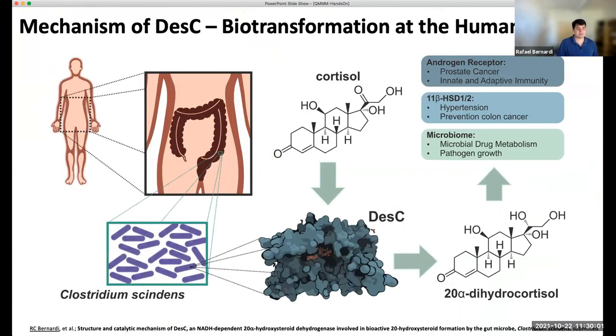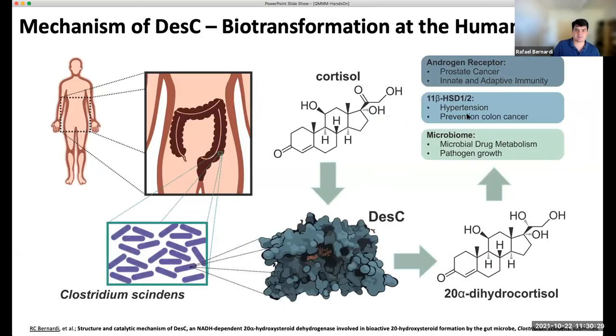We also use the same methodology to study other systems. We use this to study the mechanism of DASC, a biotransformation that happens in the human gut. This enzyme DASC binds to cortisol, and then DASC converts this cortisol into 20 alpha dihydrocortisol, which is associated with prostate cancers and also some immunity problems.